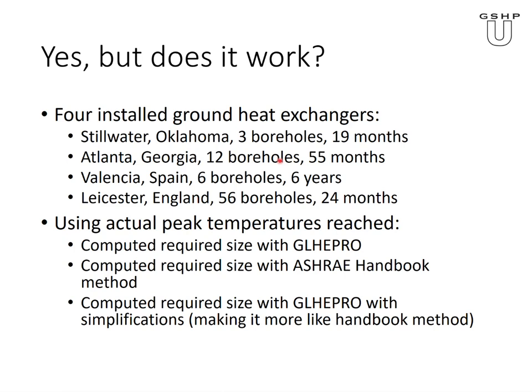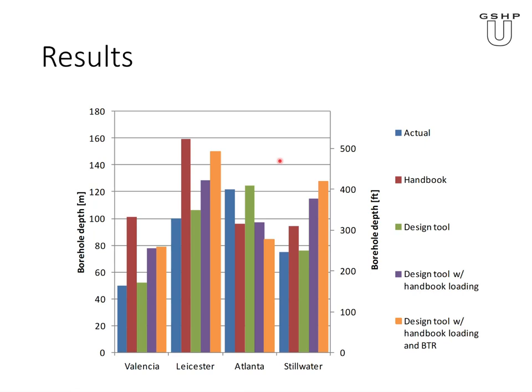So this is, again, James Cullen's PhD work. The blue is what the system actually has in terms of borehole depth. The red is what we get with the handbook model. And you see there's quite a bit of difference between the blue and the red for a couple of the cases. For the other 2, Atlanta and Stillwater, it's not that far off. There's no specific trend, and for Valencia and Leicester, we get higher predictions by the handbook than actually exist. For Atlanta, we get a lower prediction. For Stillwater, we get a little bit higher prediction.